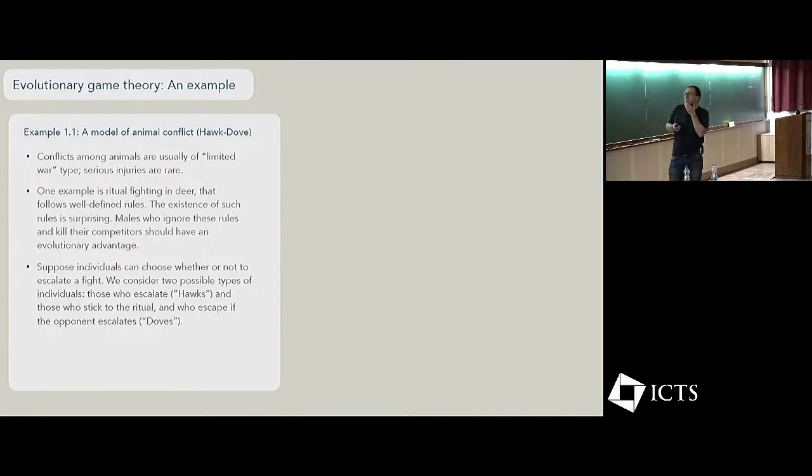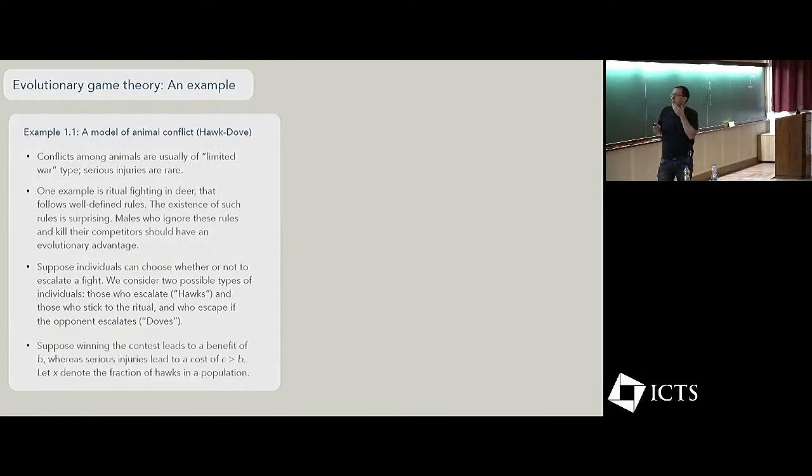So suppose there are two types of individuals, and they differ in whether they choose to escalate a fight. The nice types you call doves, and the ones who escalate the fight you call hawks. As always when I define a game, I need to define three things. I need to define who the players are, so in this case the two deer. I need to define what they can do, so in this case escalate or don't escalate, or hawk and dove. And I need to define what the payoffs are.